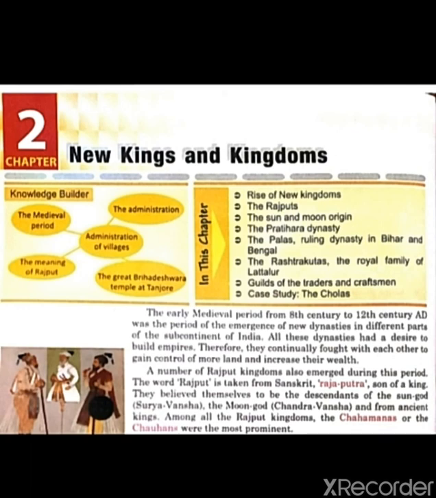In this topic, we are going to talk about Rajputs. Rajputs referred to themselves as belonging to the Sun dynasty, and also to the Moon dynasty, which means people who belong to the Sun dynasty, people who belong to the Moon dynasty, and they wanted to gain their power.